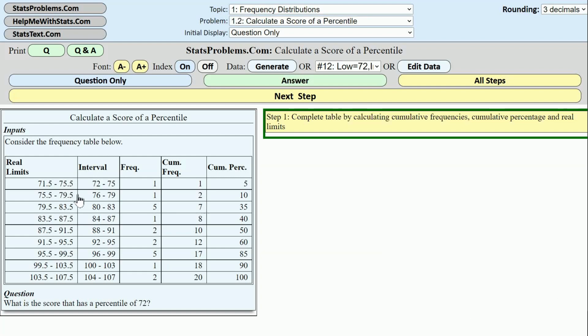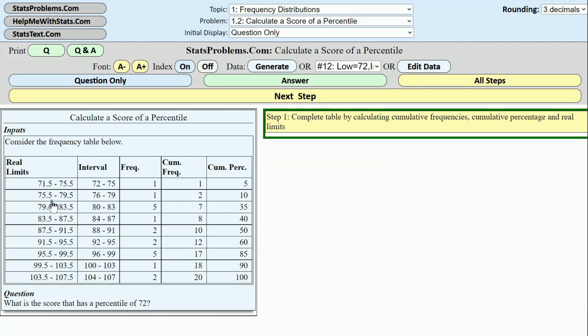Let's see these values for the second interval of 76 to 79. The cumulative frequency for the second interval is the cumulative frequency of the previous interval of 1, plus the frequency of the current interval of 1. 1 plus 1 is 2, so the cumulative frequency is 2. The cumulative percent is 2 divided by the total number of scores, 20, times 100, which works out to 10%.